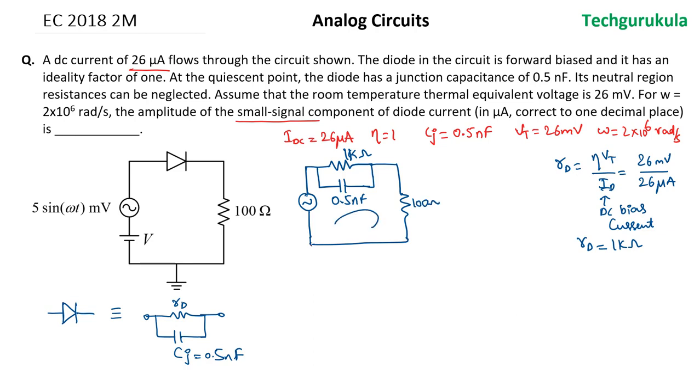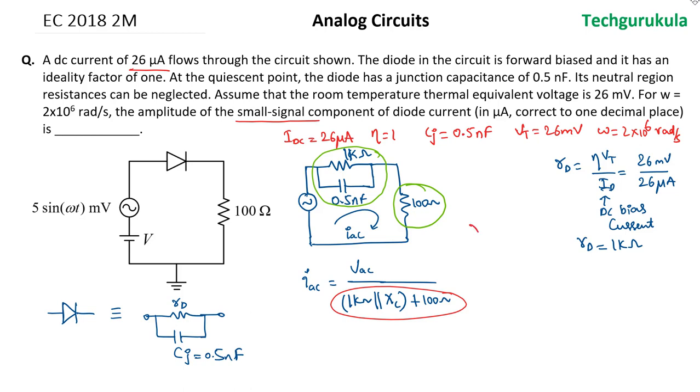Now we need to find what is the AC current that is flowing here. Obviously that will be equal to IAC equal to the input AC source divided by the impedance offered by this part of the network plus the resistance of this network. We can write this as 1 kilo ohm in parallel with the reactance of the capacitance, plus 100 ohm. So first let's find this value. In this, let's find what is XC.